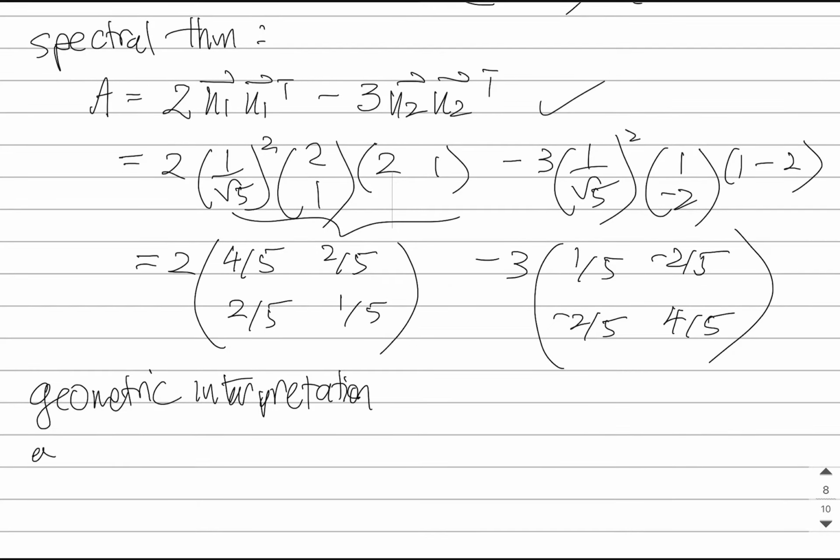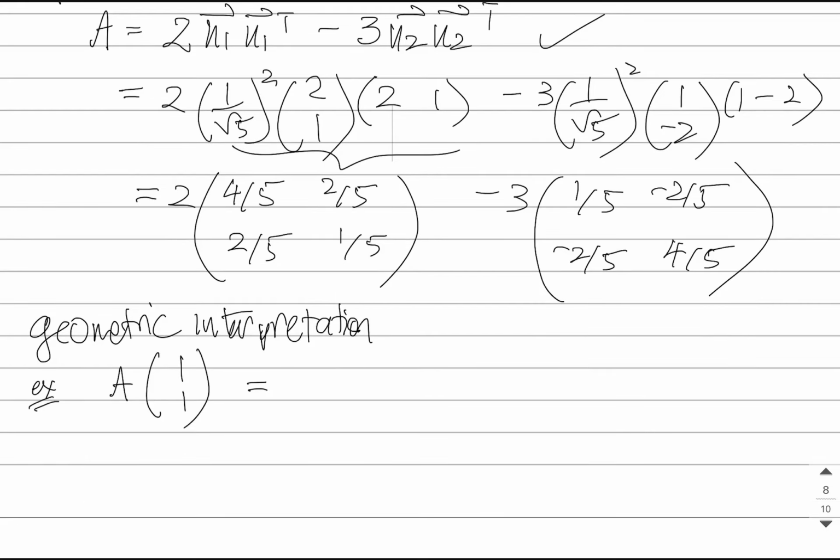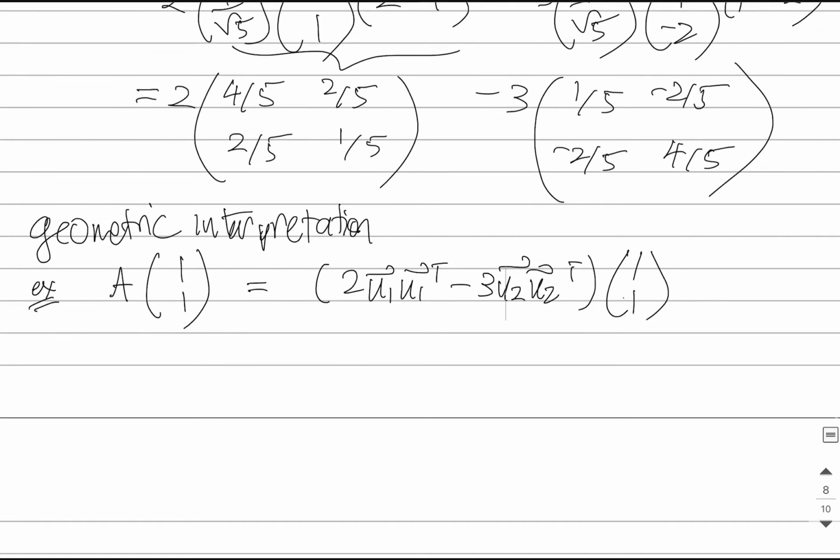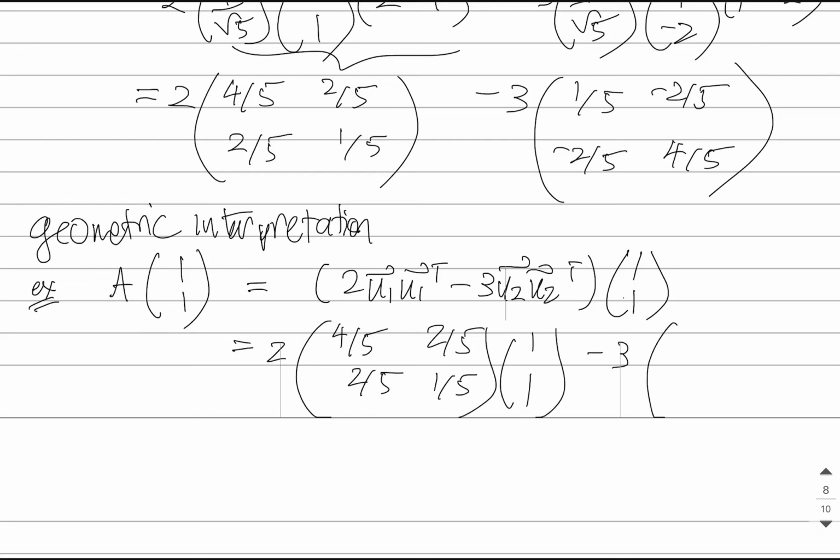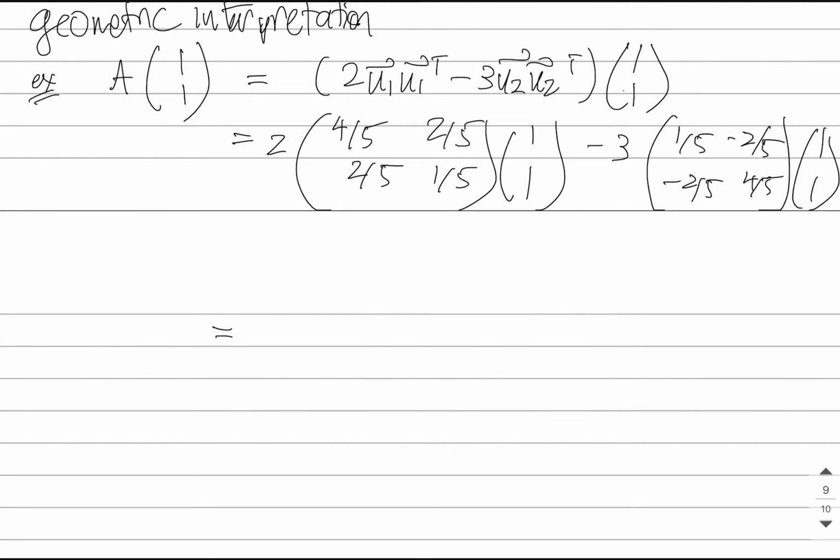If I take, for example, my matrix A and I multiply it by the vector 1, 1. In this particular situation, I'm going to have 2 U1, U1 transpose minus 3 U2, U2 transpose times this vector X, times this vector 1, 1. So I'm going to be able to break it up into these things that I've just finished talking about. 4/5, 2/5, 2/5, 1/5 here, 1, 1, subtract 3, 1/5, negative 2/5, negative 2/5, 4/5, and a 1, 1. I'm going to do a matrix vector product. I'll get a 6/5 and a 3/5, subtract 3, negative 1/5, and 2/5.